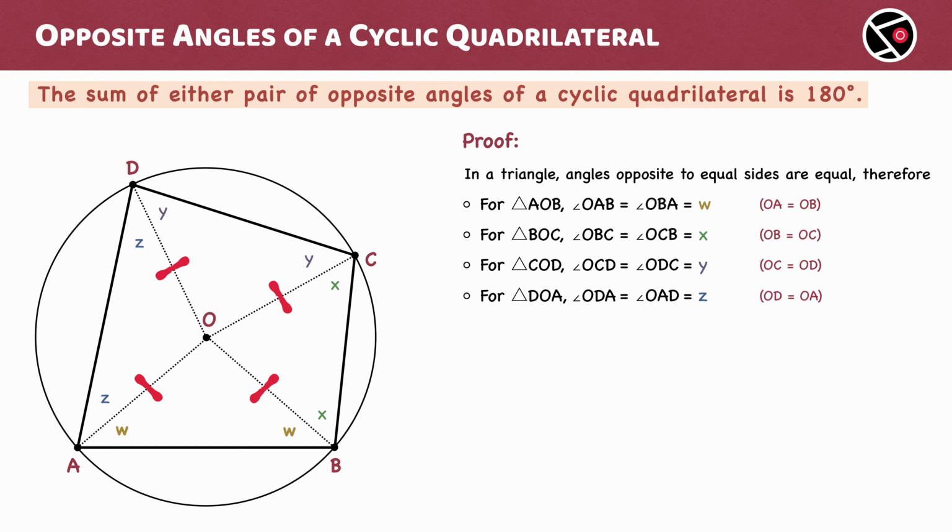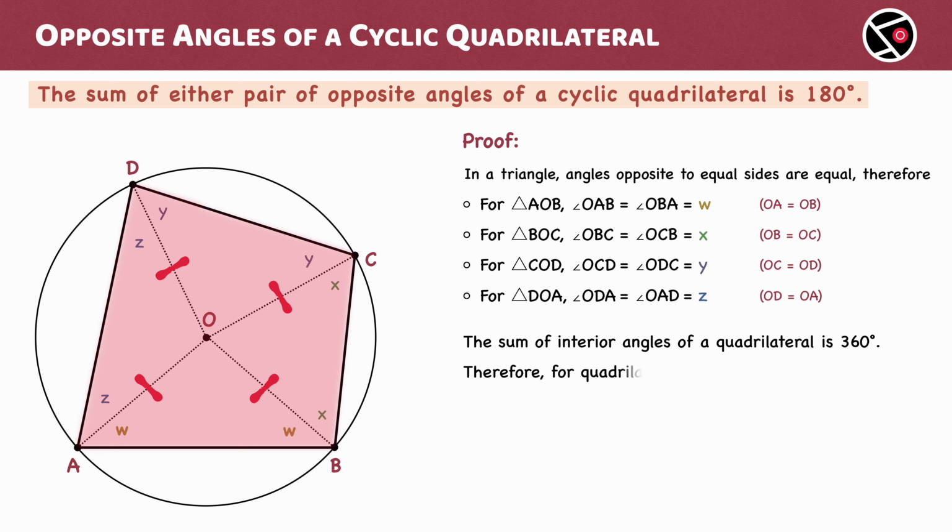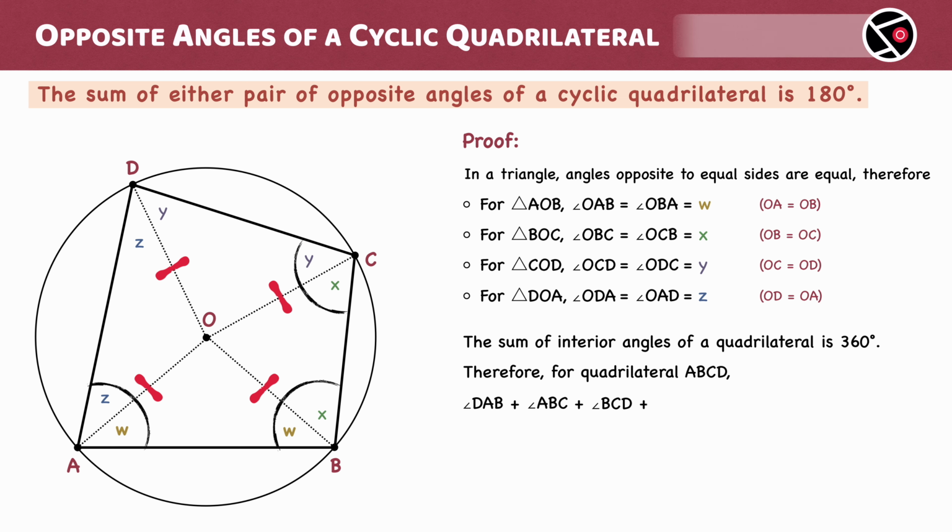Next, let us focus on quadrilateral ABCD. We know that the sum of internal angles of a quadrilateral is 360 degrees. Therefore, angle DAB plus angle ABC plus angle BCD plus angle CDA equals 360 degrees.